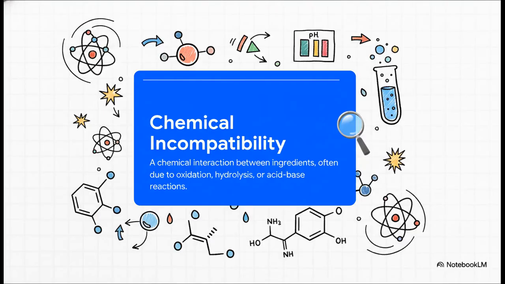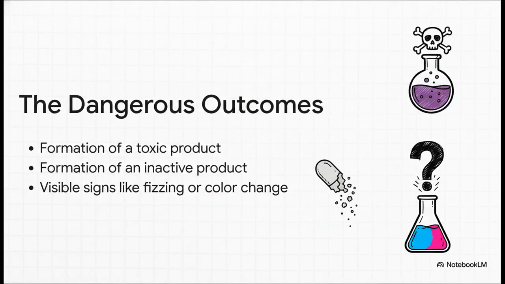Okay, so this isn't just about two ingredients not blending nicely. This is a full-on chemical reaction. We're talking about molecules literally getting torn apart and put back together in a new, unwanted way. And this usually happens because of things like oxidation, hydrolysis, or those classic acid-base reactions you learned about. And the results of these reactions can be really, really bad. You could end up forming a toxic product that could actually harm the patient. Or you could create an inactive product, which means the patient isn't getting the medicine they need. Sometimes you'll see visible clues, like fizzing, a weird color change, or decomposition. But sometimes the most dangerous changes are completely invisible.